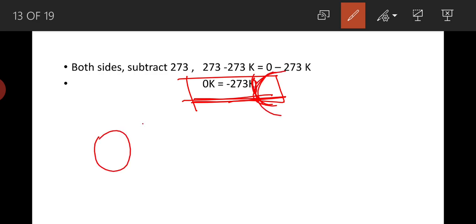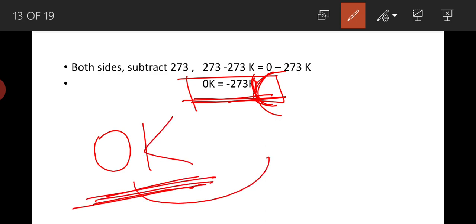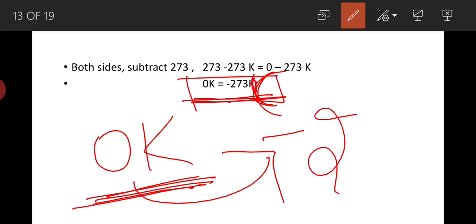So I request you to remember the value of 0 Kelvin. In shortcut I would like to call it OK. OK means -273 K. This is a very important point regarding public examinations.